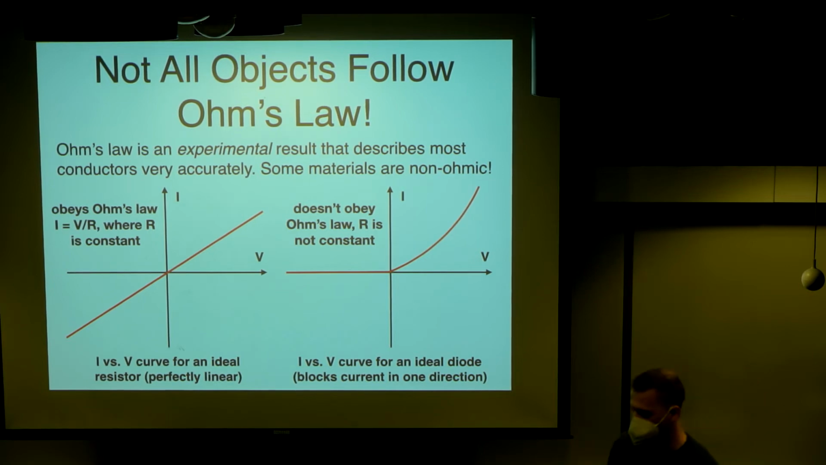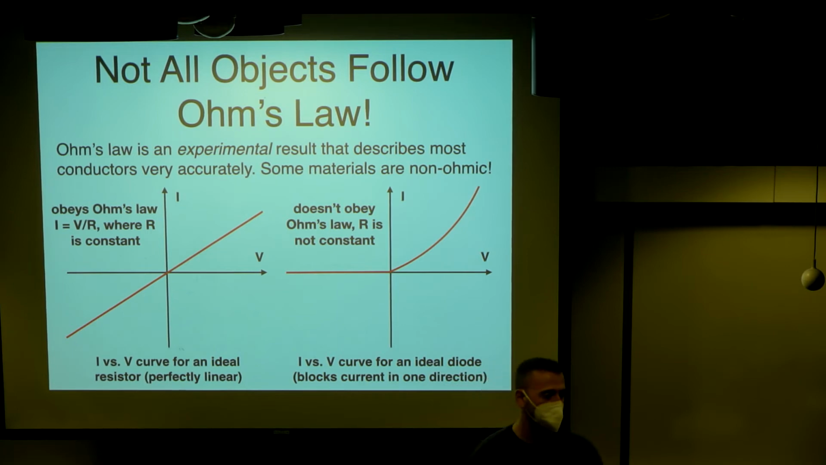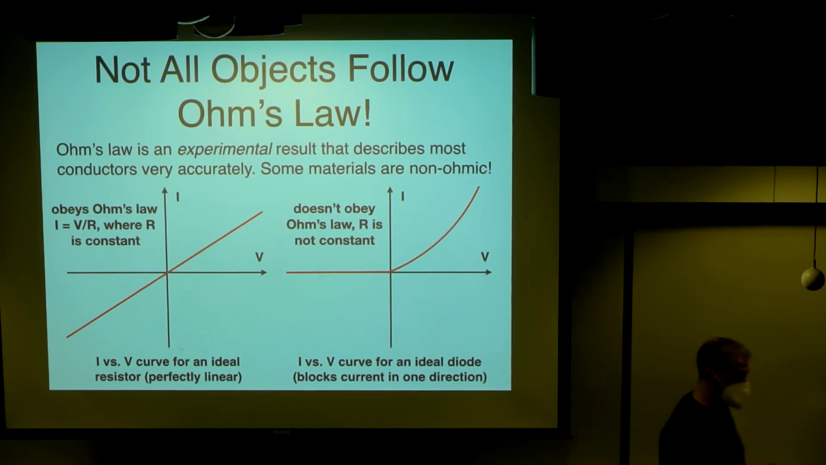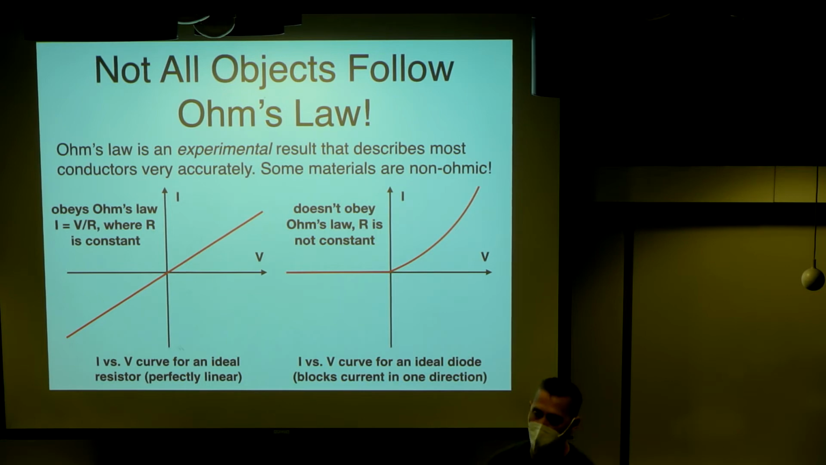Experimentally, if you try out applying different voltages to an object and seeing what kind of current you end up drawing, if you're dealing with conductors, like metal objects, Ohm's law works pretty well as a description of how that works. For other materials, Ohm's law does not work at all. So let me just give you an example.